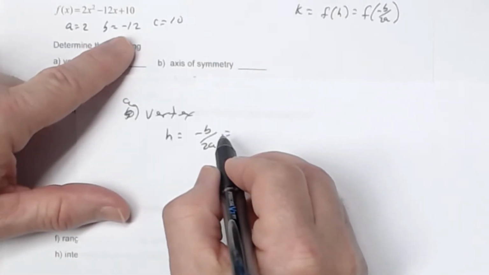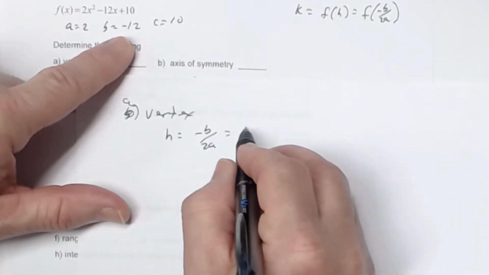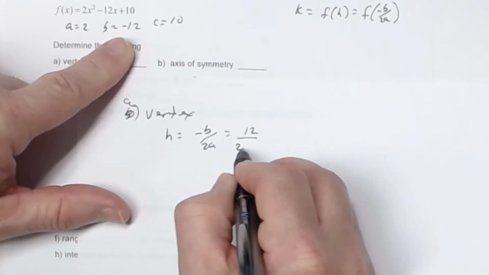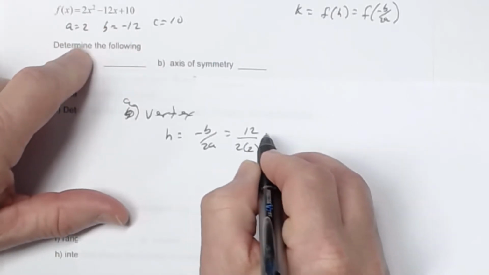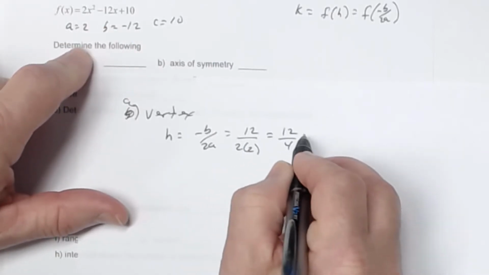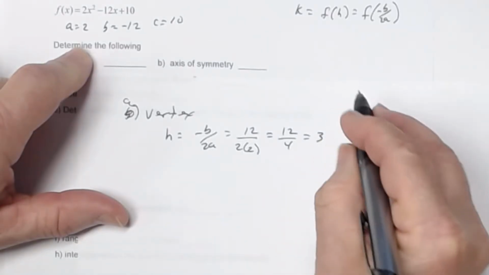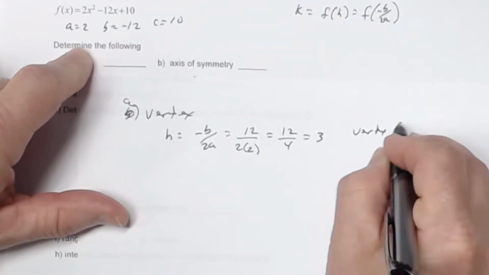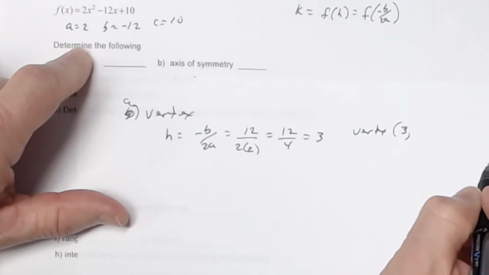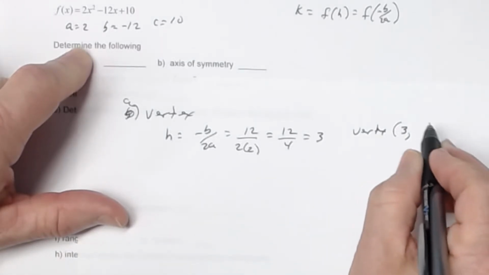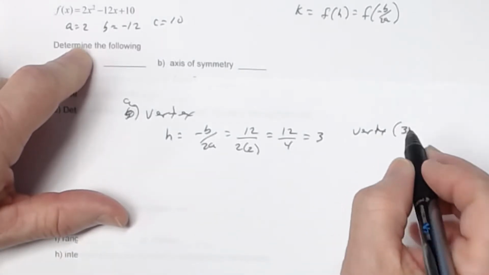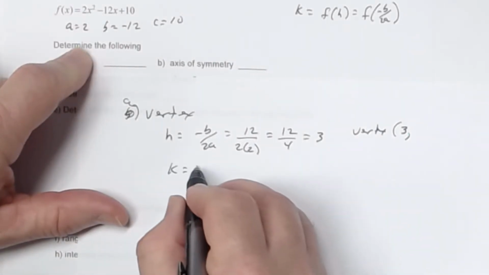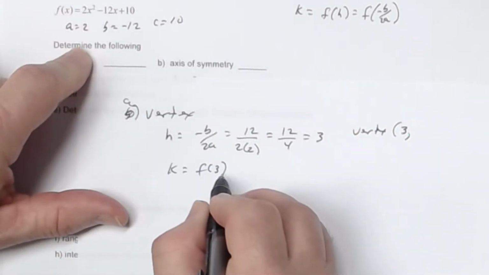b in this case is negative 12. The opposite of negative 12 is positive 12, divided by 2 times a, which is 2. So that's 12 divided by 4, which is 3. So far, my vertex has x coordinate of 3. To find the y coordinate, you're going to find f of 3. So k will be f of 3.